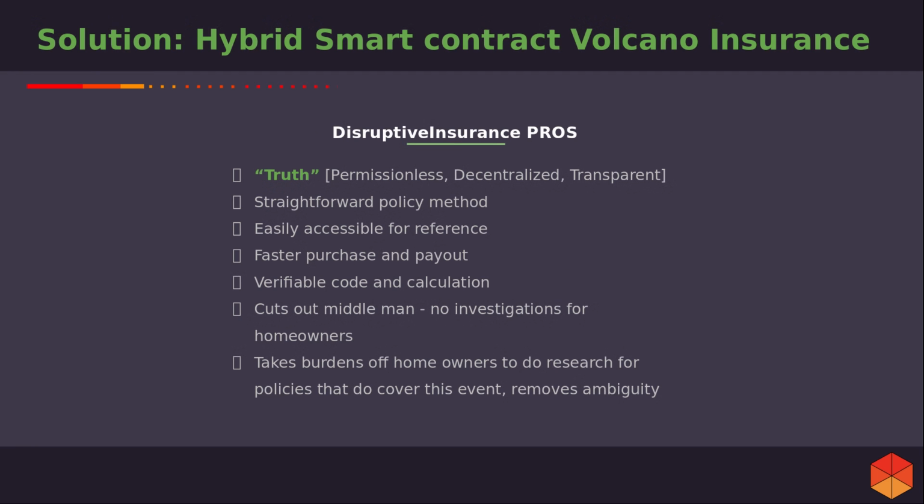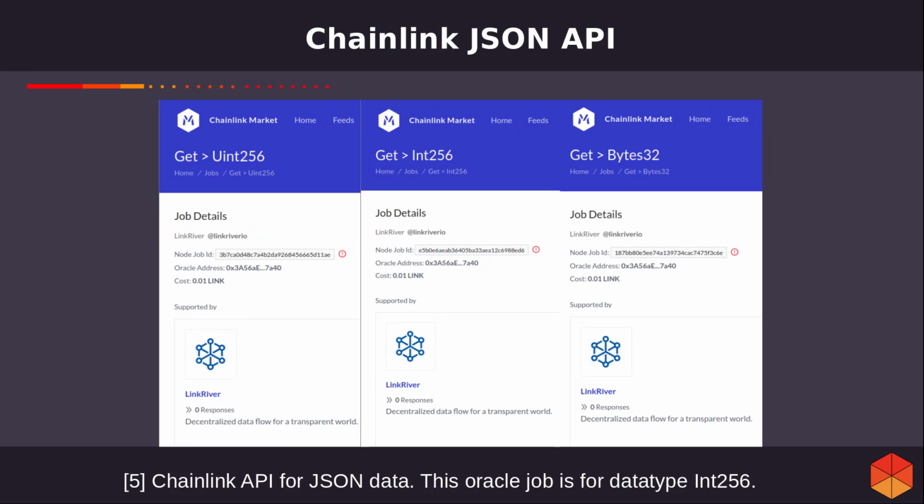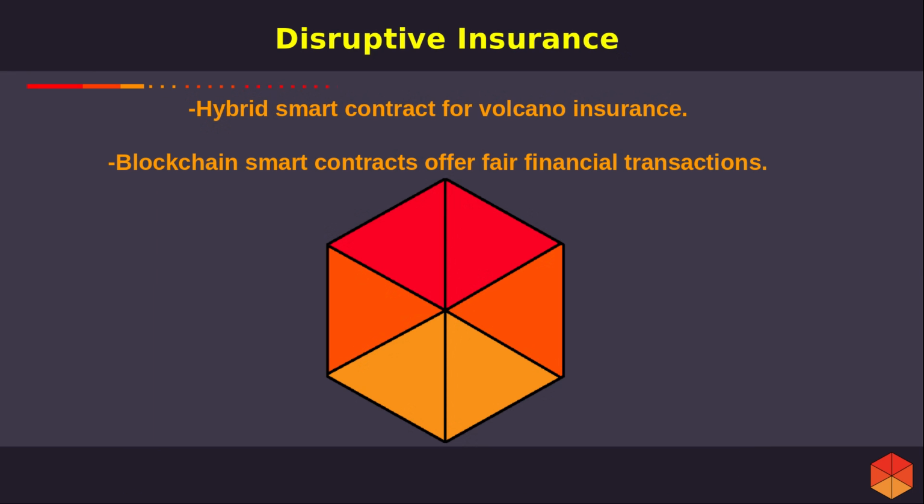However, with smart contracts, we can have truth and fairness in financial agreements. Chainlink can request JSON API data for smart contracts securely. Job data types handle uint for unsigned integers, int for signed integers, and bytes32 for strings. Enabling Chainlink API requests on Ethereum smart contracts gives us the ability to create hybrid smart contracts like Disruptive Insurance.